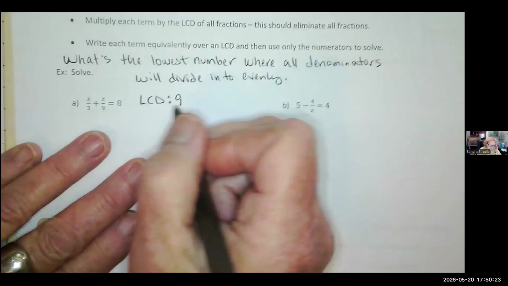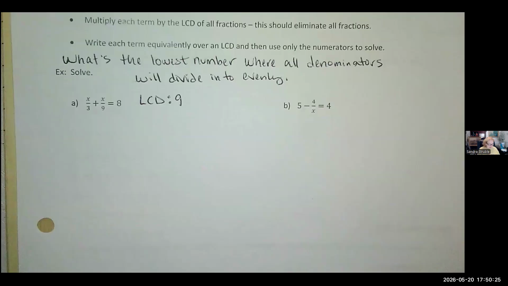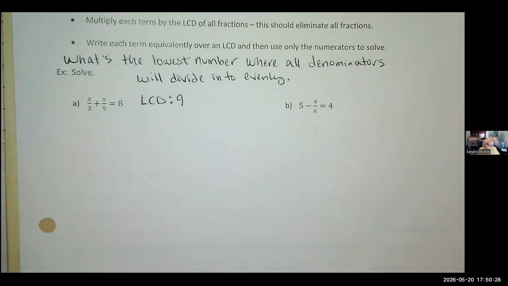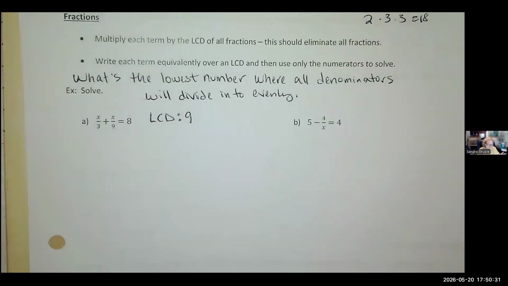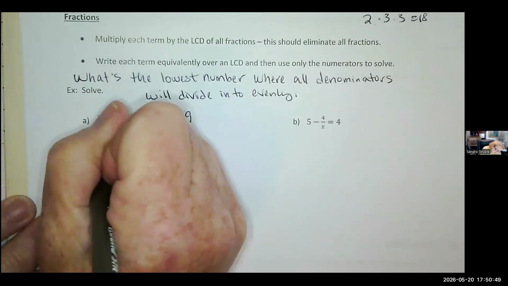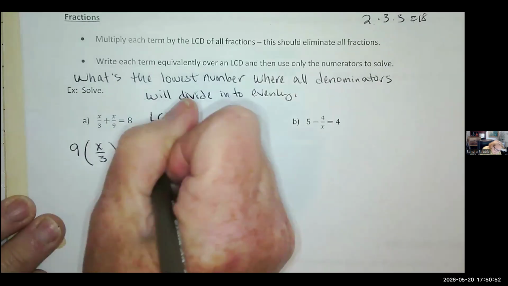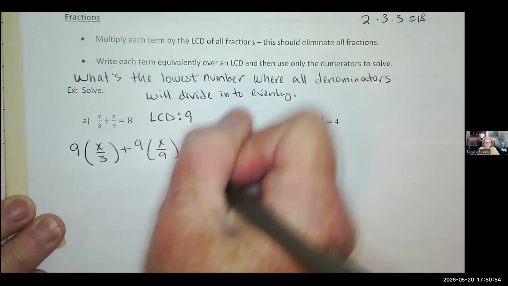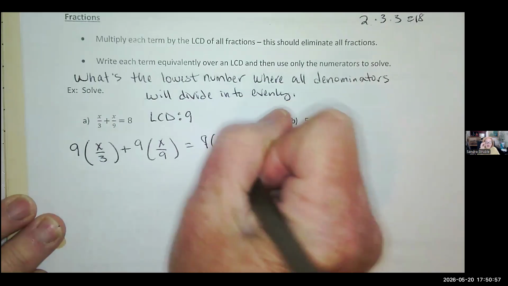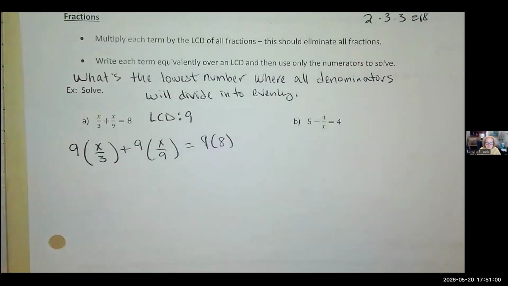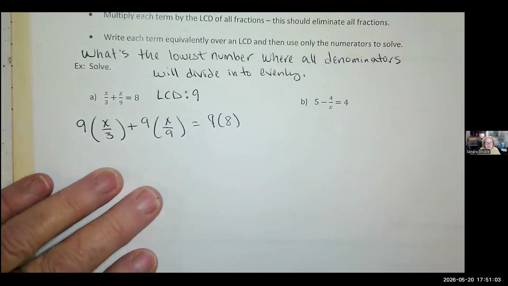So here's what I do. You're supposed to do the same thing to each side of the equal sign, right? Students forget to distribute. So what I like to say instead is multiply every stinking term, not just the fractions, every single term by the LCD. So I'm going to multiply 9 times x over 3 plus 9 times x over 9 equals 9 times 8. Every single term. And here's what you do to get rid of the fractions. You reduce, because they will reduce. And this is where the fractions disappear.